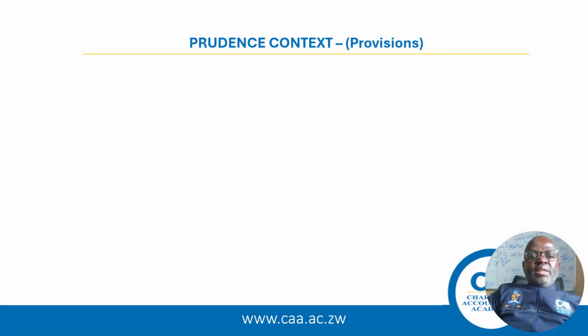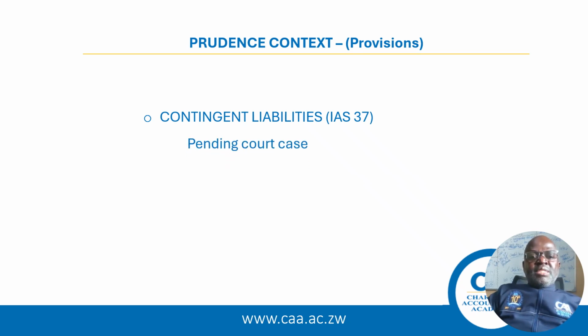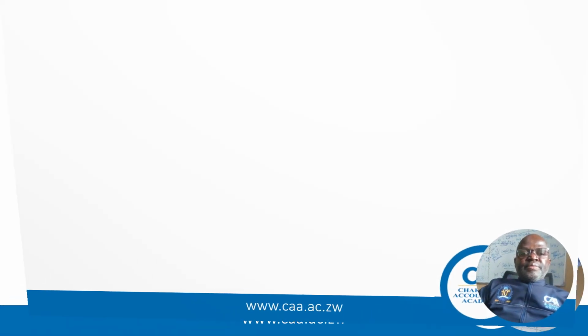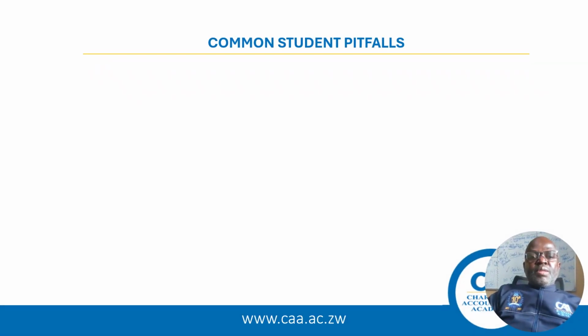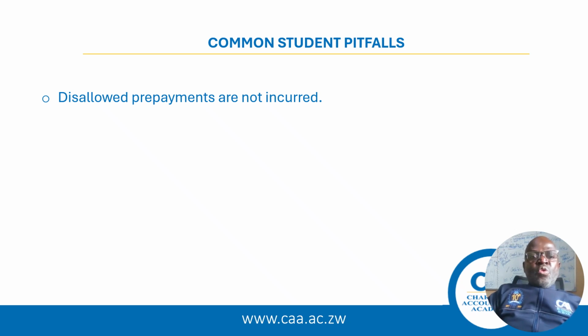Right, moving on. Some other provisions, I've already touched on contingent liabilities, but think about pending court cases, turnover rentals for provisional items and contingent liabilities. So some of the common pitfalls are that disallowed prepayments are not incurred. To say, whenever you disallow a prepayment, it means it was not incurred.